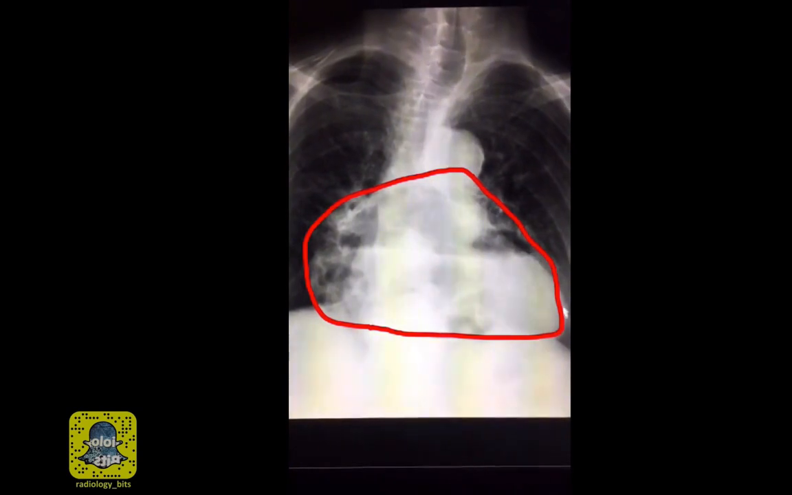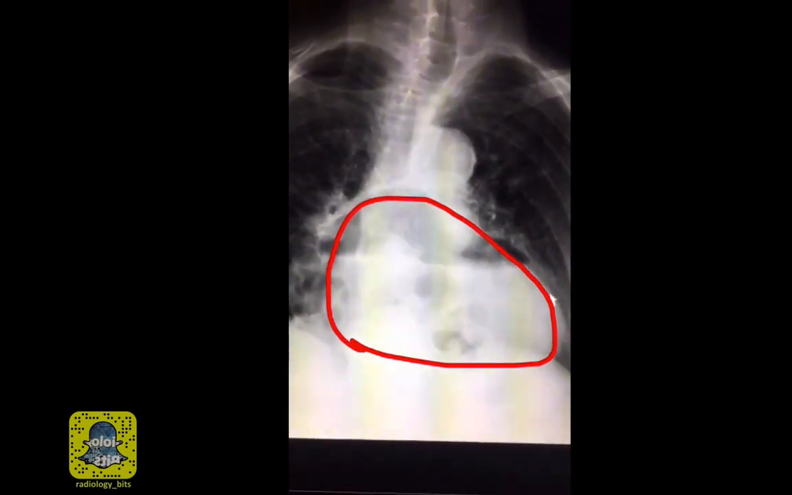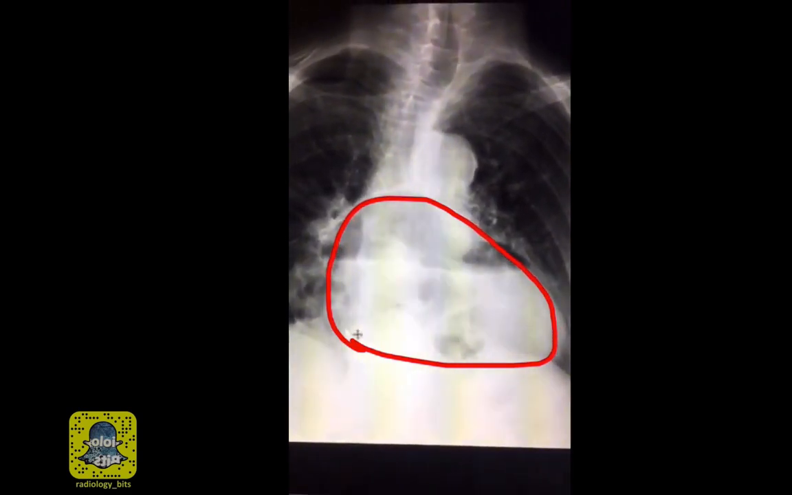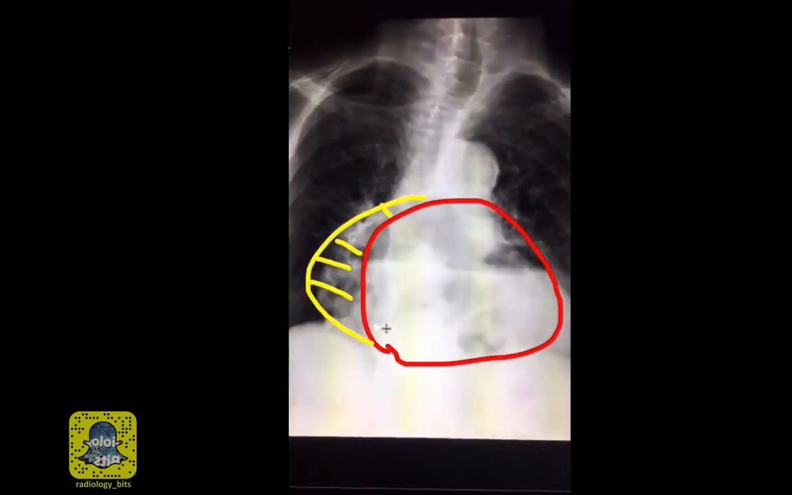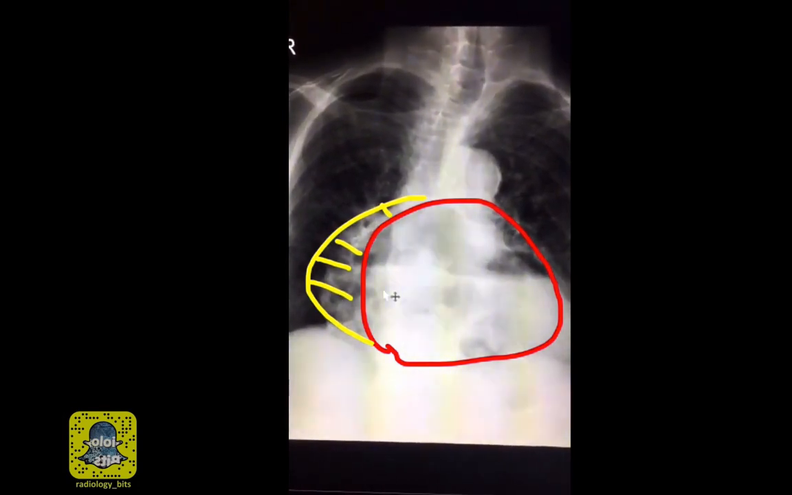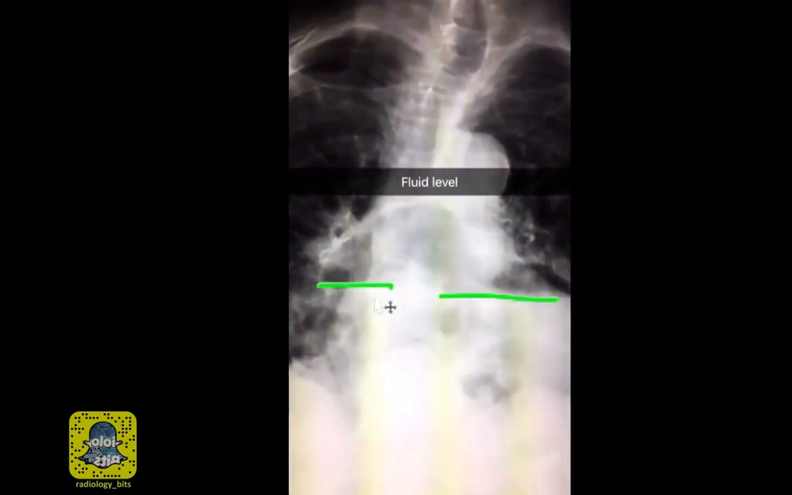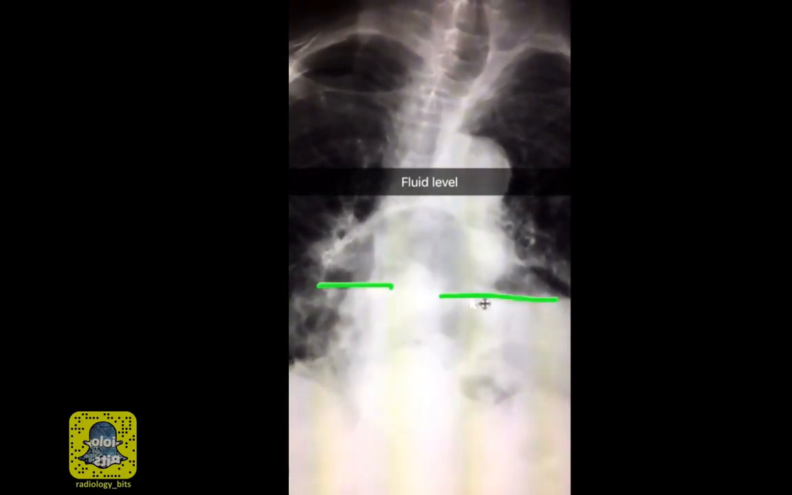You may think that the entire opacity here represents the cardiac shadow. However, the heart is only confined to this opacity here. And this part here has a different, more heterogeneous appearance, which appears relatively lucent to the real cardiac shadow. Not only that, if you look carefully, you'll notice that you have a straight line here and there. This represents a fluid level.